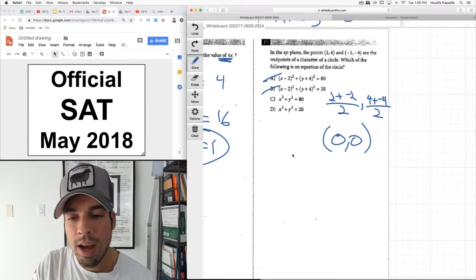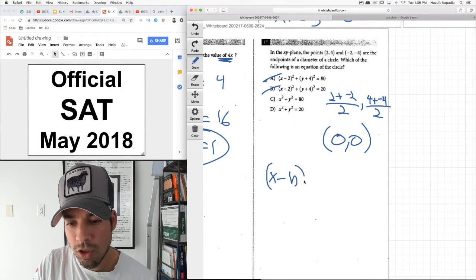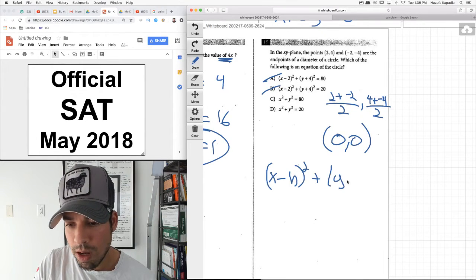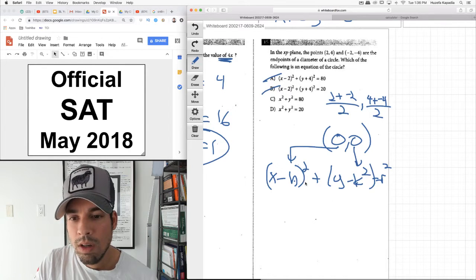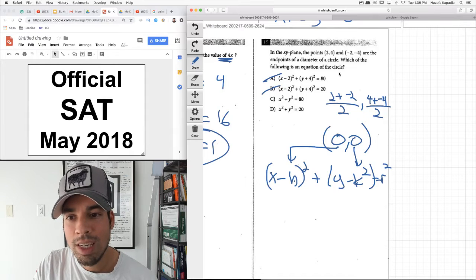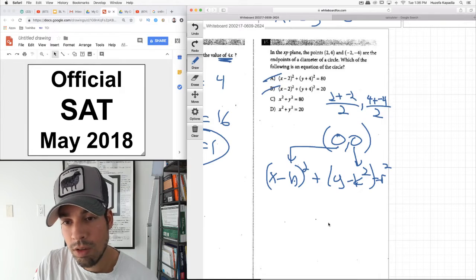Which means these guys are out because the formula is x minus h squared plus y minus k squared equals r squared, and these are my center points. So 0 goes in here and here. So it's either these two. And then we need to know what the radius is. So the radius is the length from 0, 0 to either of those points.